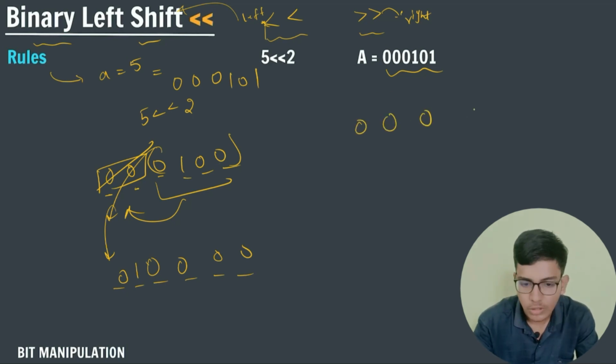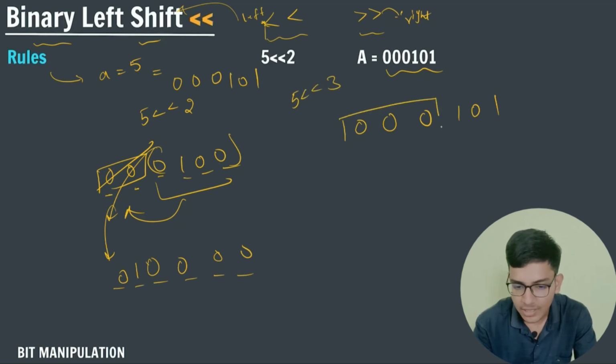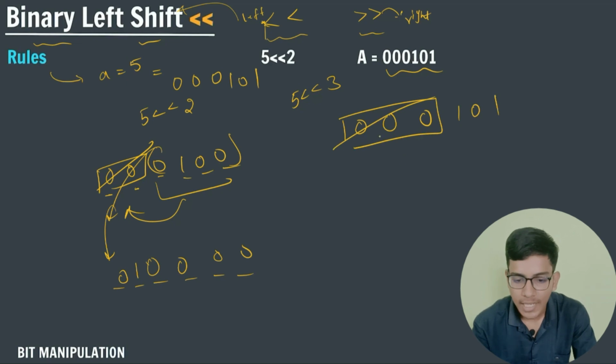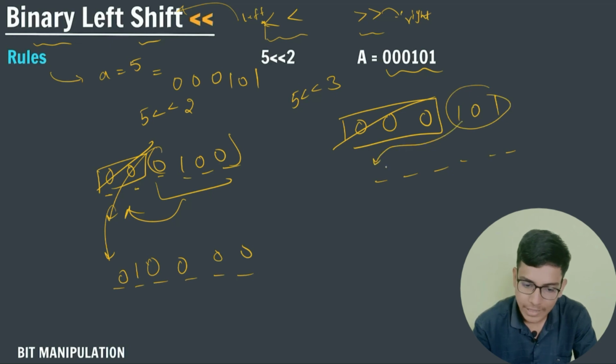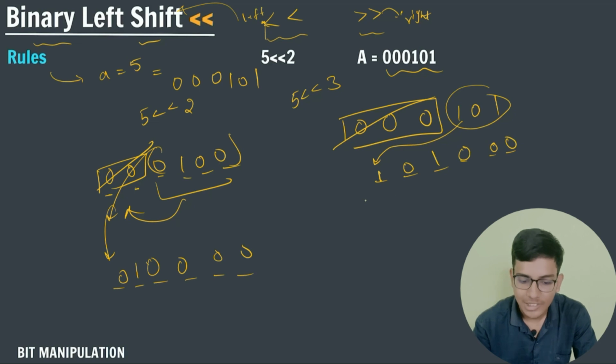0 0 0 1 0 1. So if I write binary left shift 3, then I will take the first 3 digits and delete them. So there are 6 digits, right? 1 2 3 4 5 6. I will take these 3 and put them in the front, that is 1 0 1, and I will put 0 0 0. So this is my answer.